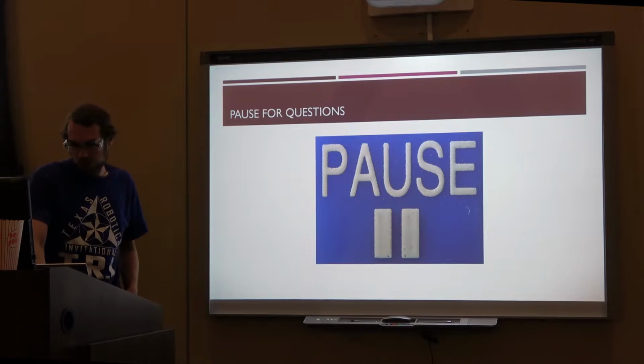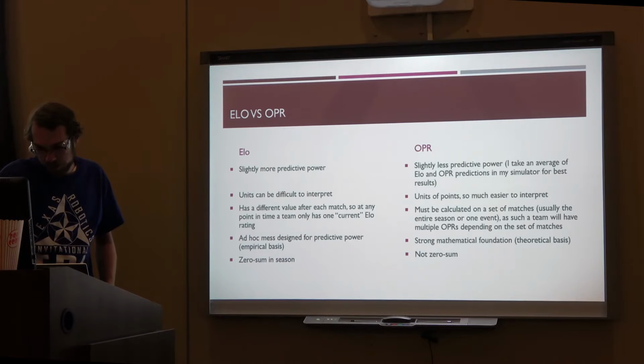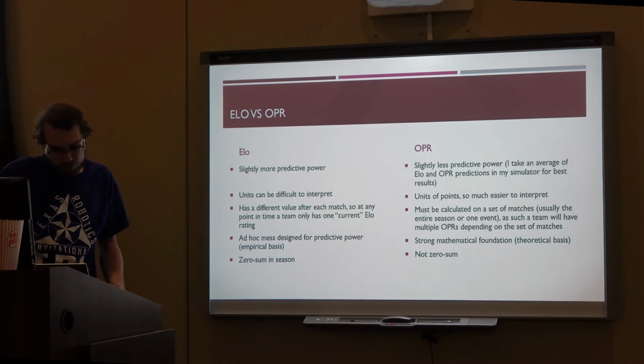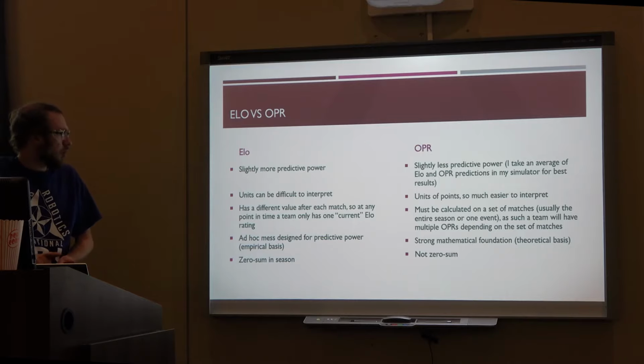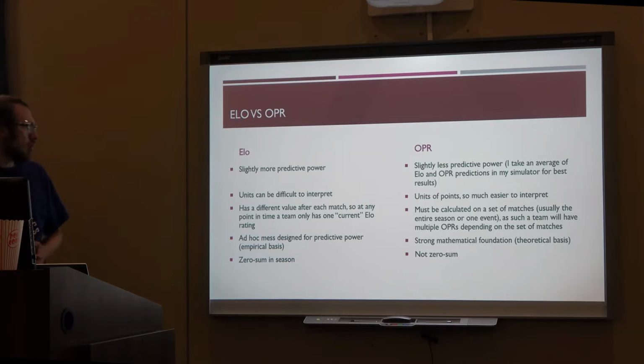All right. So for most of my next stuff, I just have a couple of miscellaneous slides. Some differences between Elo and OPR, because they have a couple of differences, so it's interesting to look at. Elo has slightly more predictive power than OPR. Not dramatic, because I take an average of them in everything I do. Units of Elo can be a little bit difficult to interpret, whereas OPR has units of match points, so it's just a little bit easier sometimes to get a grasp on what differences between teams look like, what they mean.